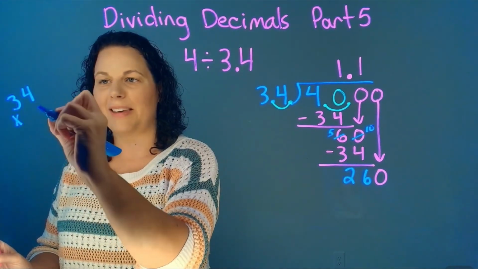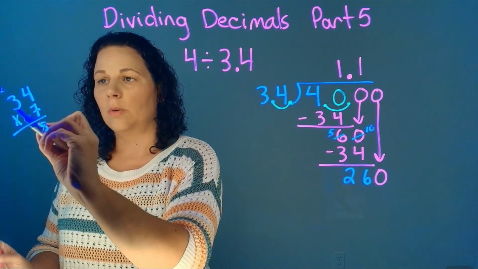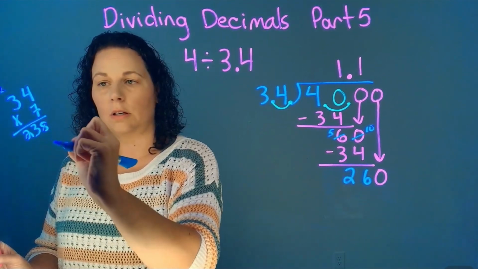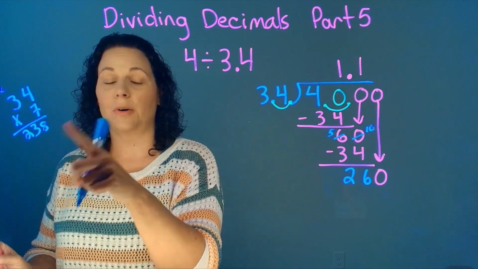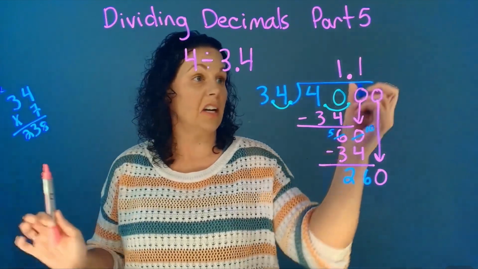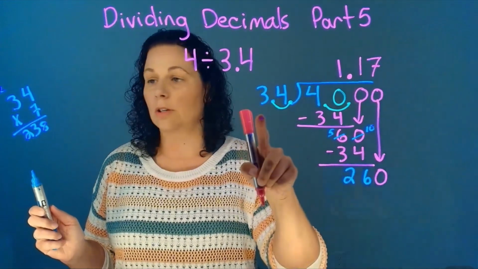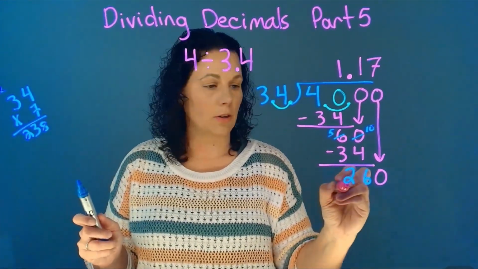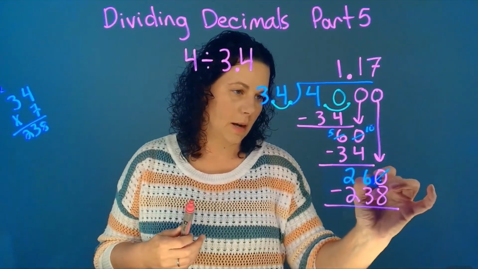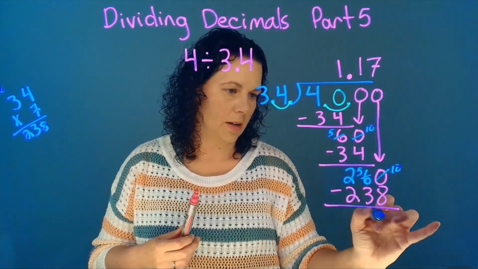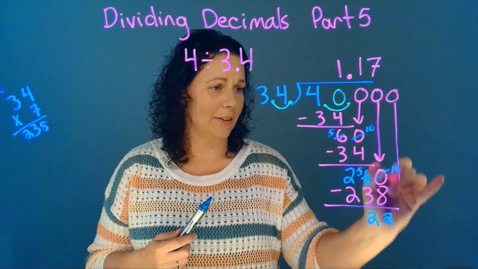34 times maybe 7 is 28. 21, 22, 23, 23. That looks about as close as I'm going to get it. If I add 34 to that, I'm going to be way over 60. So that was a good guess. So 7, trying to keep my colors the same. 7 times 34 is 238. Okay, let's do some math here. That becomes a 10. That becomes a 5. 22. I'm not seeing a pattern, are you?